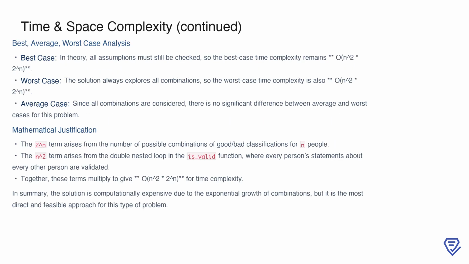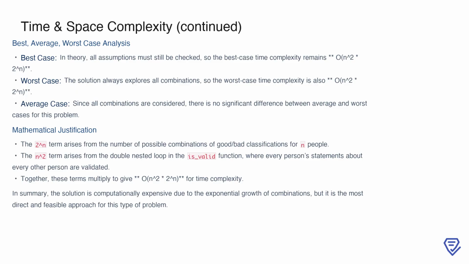Now let's break down the time complexity further across best, average, and worst cases. Since all 2^n combinations must be checked regardless of the input, the best case time complexity is still O(n squared * 2^n). Similarly, the worst case complexity remains the same because the algorithm always explores all combinations. For the average case, there is no significant difference from the worst case, as every combination is considered systematically.